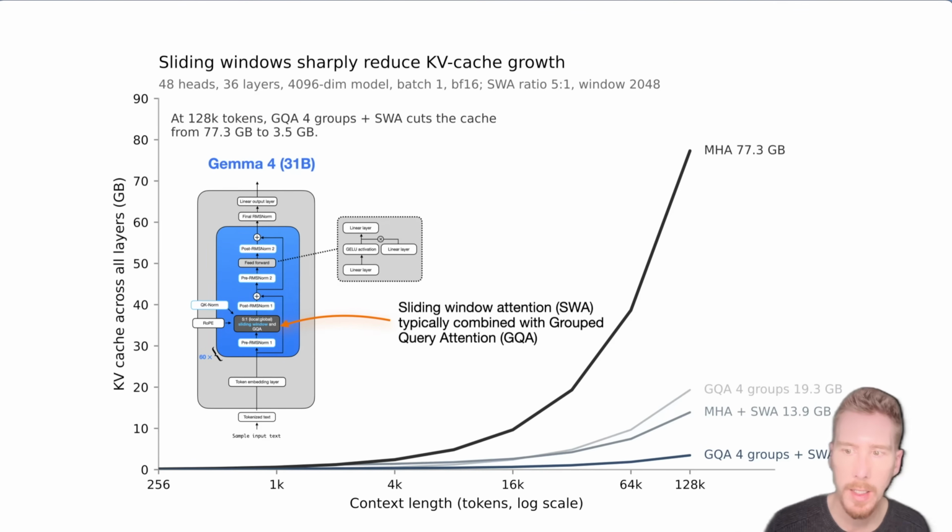And yeah, so here's the plot again. So a slightly different setup of an architecture. But if we have a setup here where multi-head attention takes 77 gigabytes of KV cache memory, if we add sliding window attention to the MHA, we get about 13.9 gigabytes. And we can combine it, like I said, with group query attention. So if we have regular group query attention with 19.3 gigabytes, and we add sliding window attention, we are down to 3.5. So it's like a huge reduction here. So it's actually quite a useful, powerful method to reduce the KV cache size.